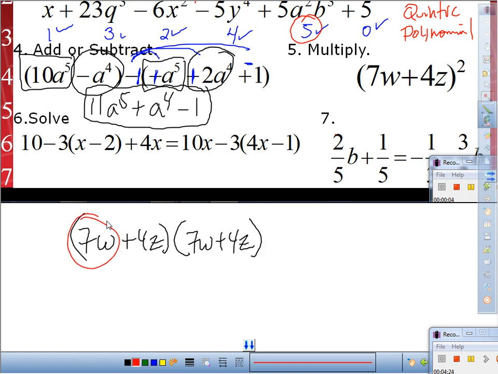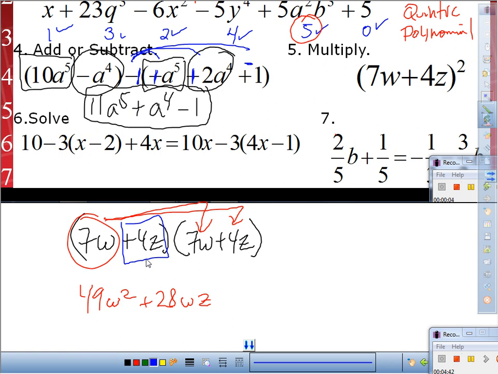Here we go. Numbers times numbers, variables times variables. 7 times 7, that's 49. W times w, that's w squared. Again, 7 times 4, that's 28. What is w times z? wz. I'm done with those.